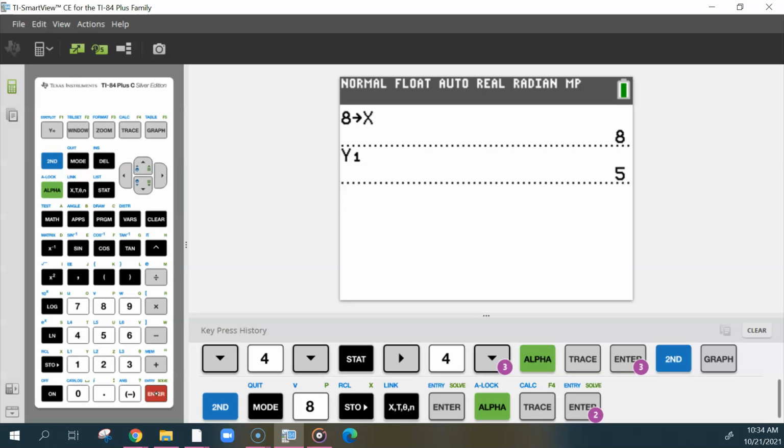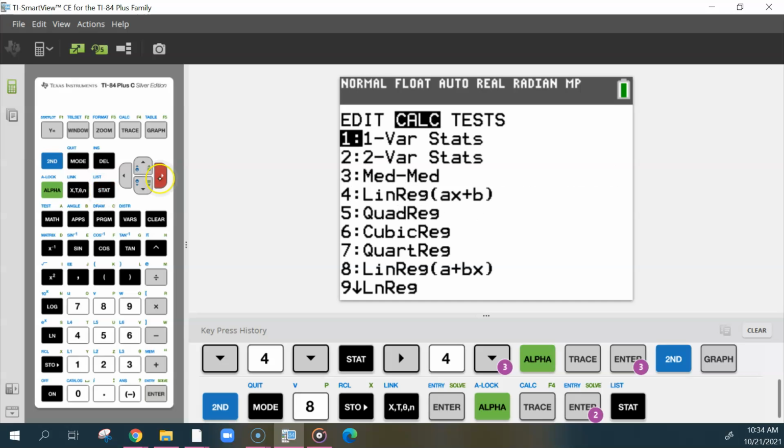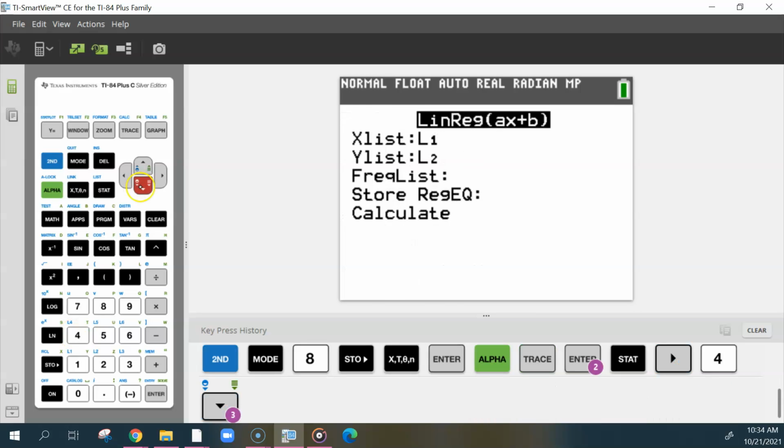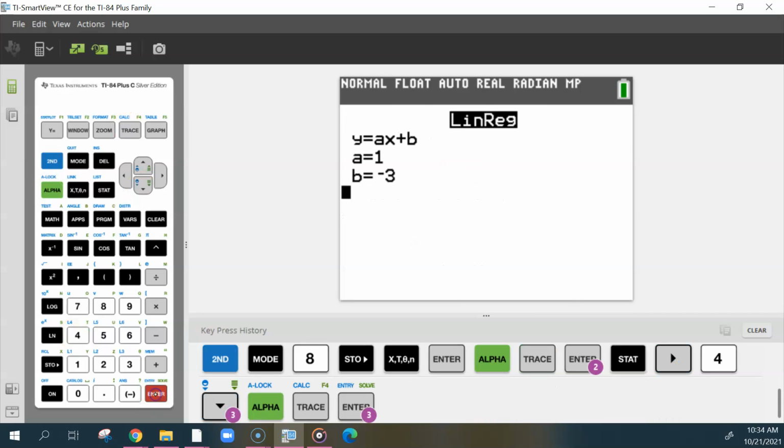What other questions do you have? Yeah, so when you do the calculate part, this is your line of best fit. Y equals, in my case, it'd be 1x or just x minus 3. Other questions?